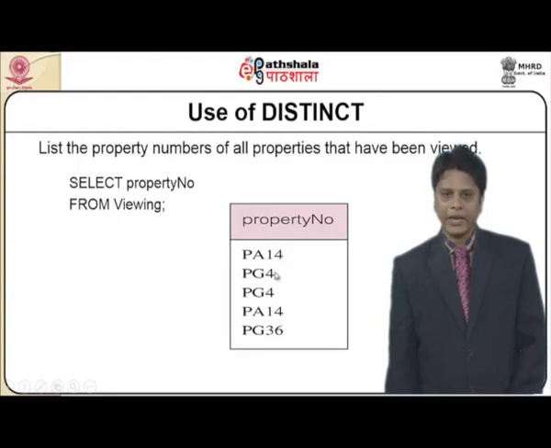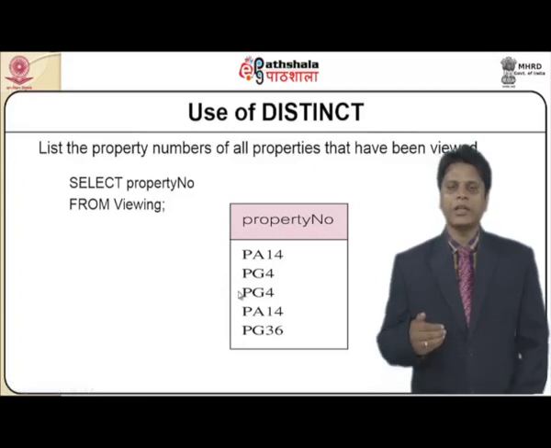But if you look at these values, there are some redundancies in this single column with all rows. If you closely observe, although I have listed all the property numbers that have been viewed, one value is repeated twice. The other value, PG4, also appears twice. So it is needless to have these records of PA14 and PG4 repeated twice in my table.